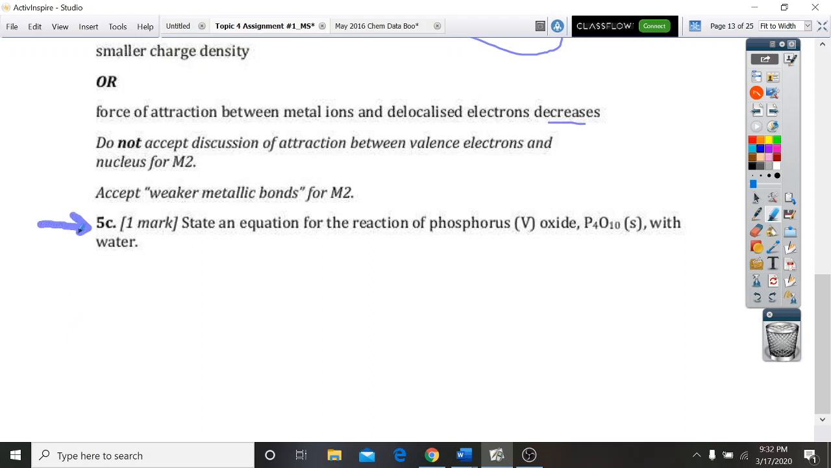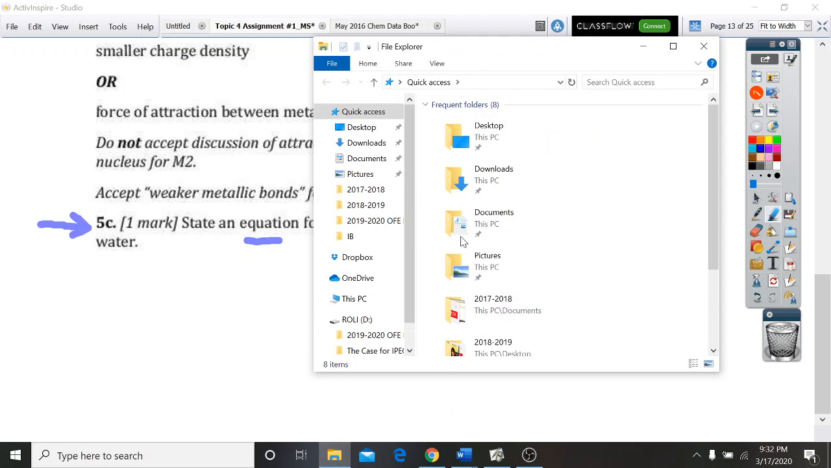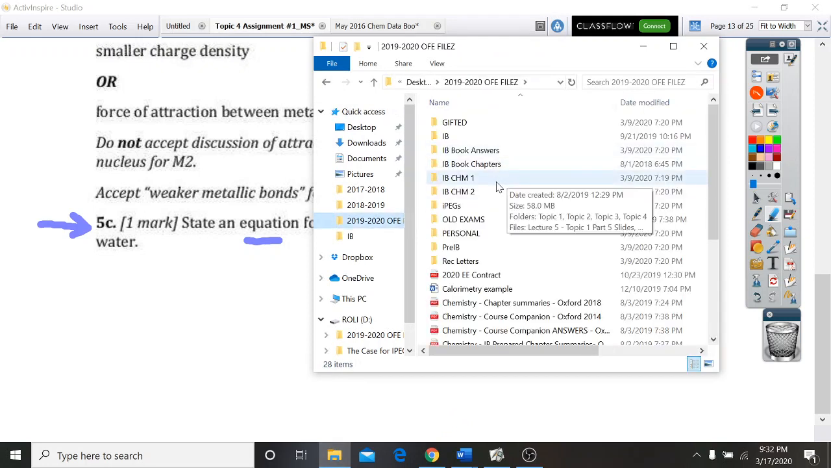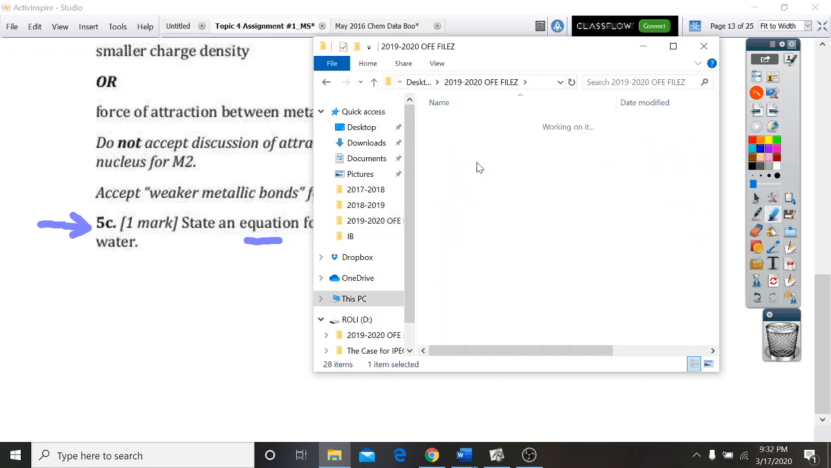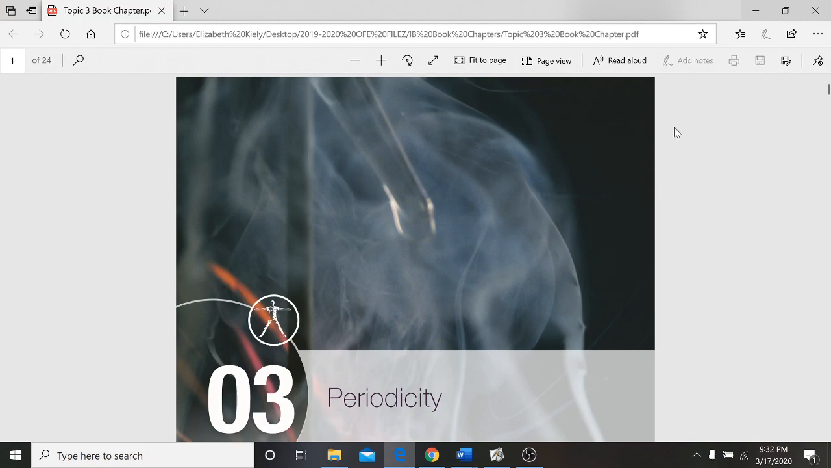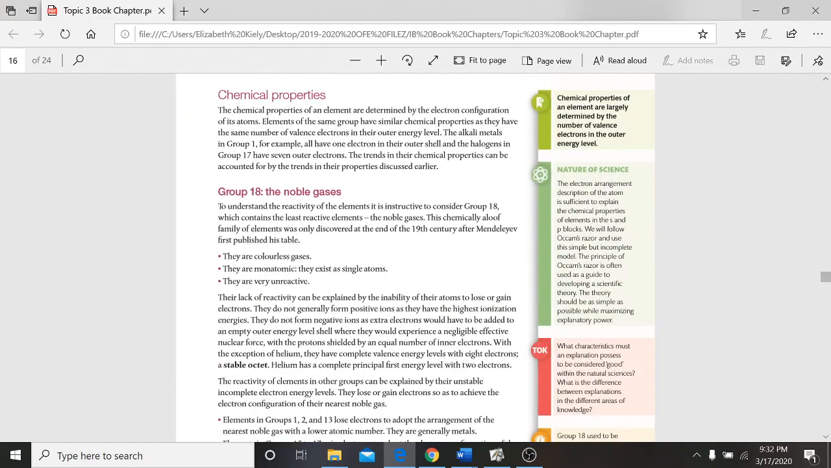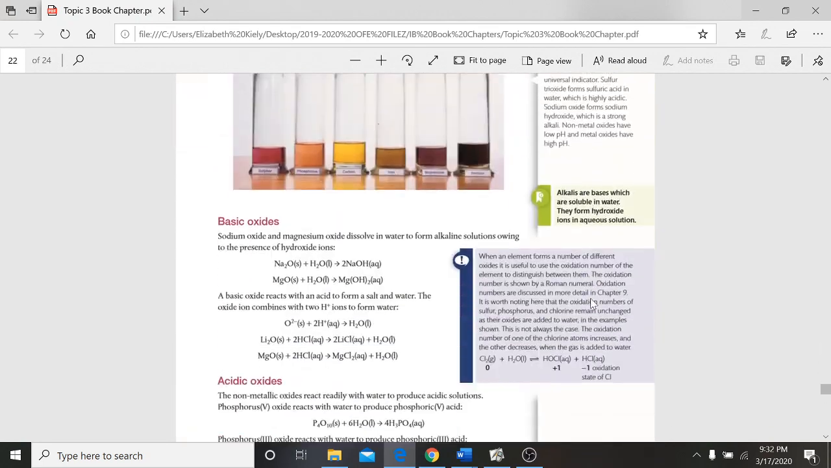Here for 5C, these equations, this one is for P4O10, another one is for sodium oxide, magnesium oxide. These are actually part of your book. So we went over them in topic 3, and I just want to make sure that you really make flashcards or something already, because they ask about these all the time, meaning I'm definitely going to be asking about them as well. In topic 3, we discussed acidic and basic oxides across period 3.